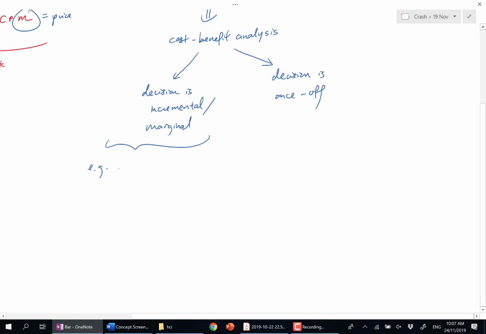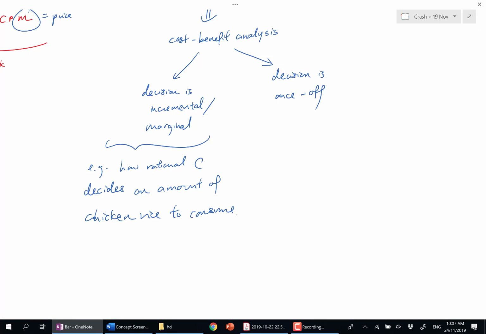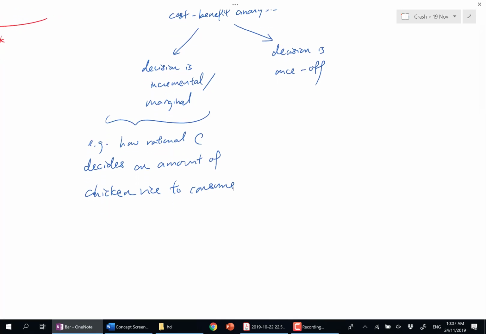like if they ask you to explain how a rational consumer decides on the amount of chicken rice to consume, okay? This is incremental, marginal. You can say 1 plate, 2 plates, 3 plates. Okay, although it sounds like, wow, 3 plates is a bit off. But you compare with this.